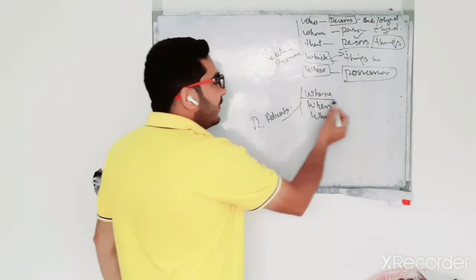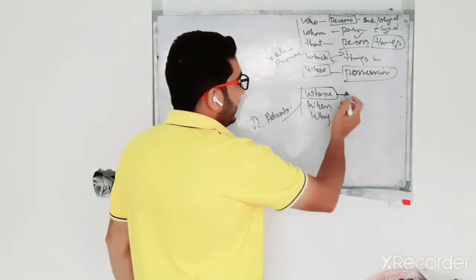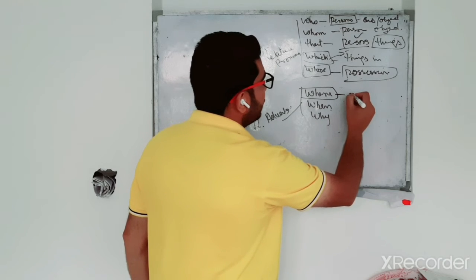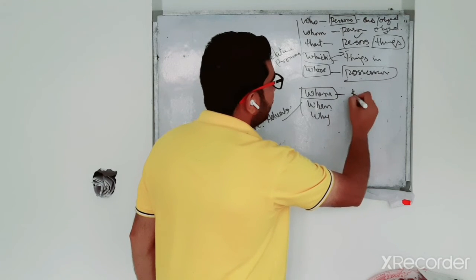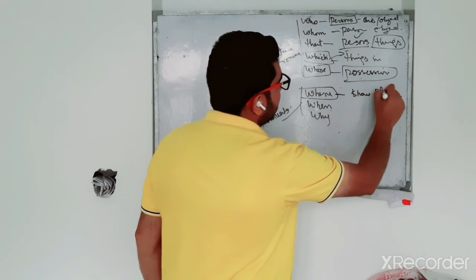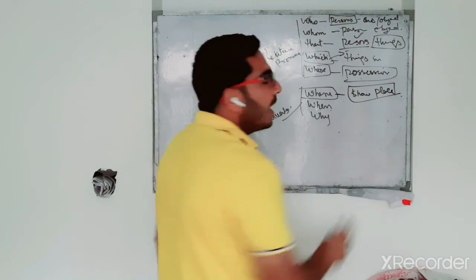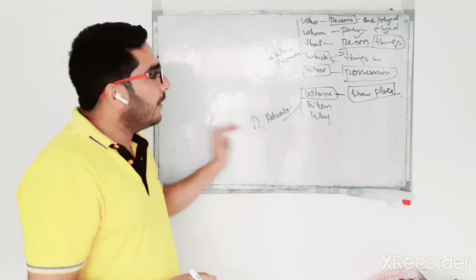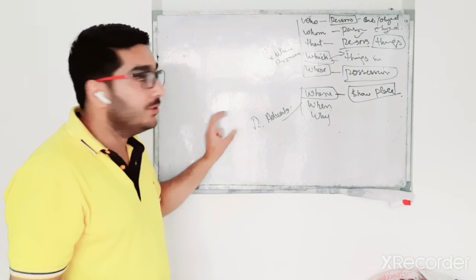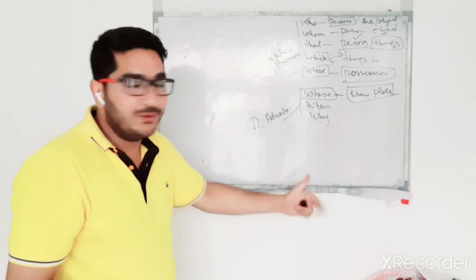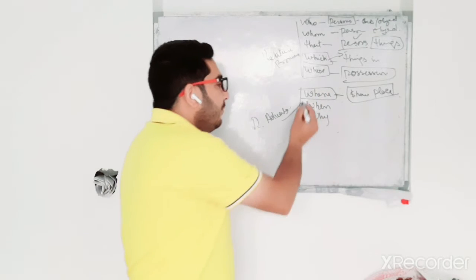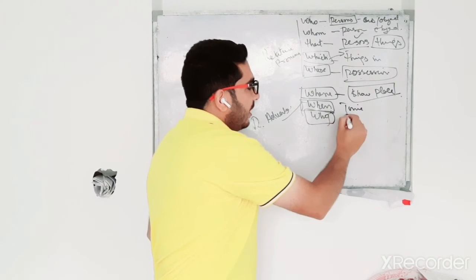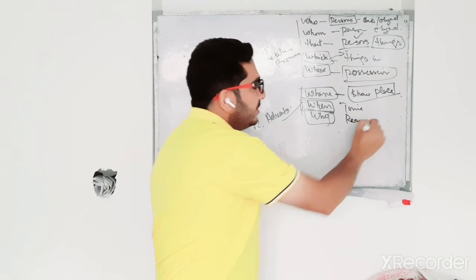And as far as when is concerned, where is used to show place. It indicates place. When we talk about some place in sentence 1 or 2, and we have to change one of the sentences into relative clauses, we can use where. When we talk about time, we use when, and when we talk about reason, we use why.